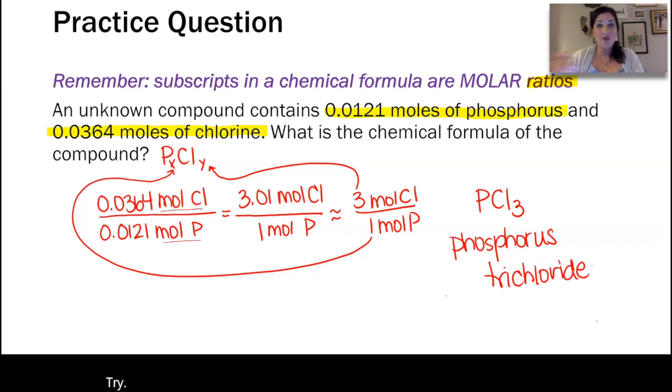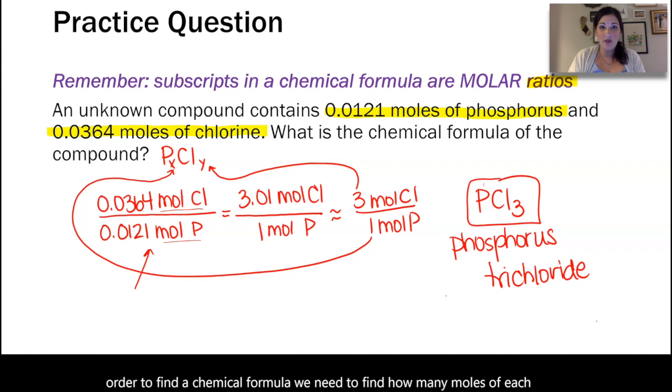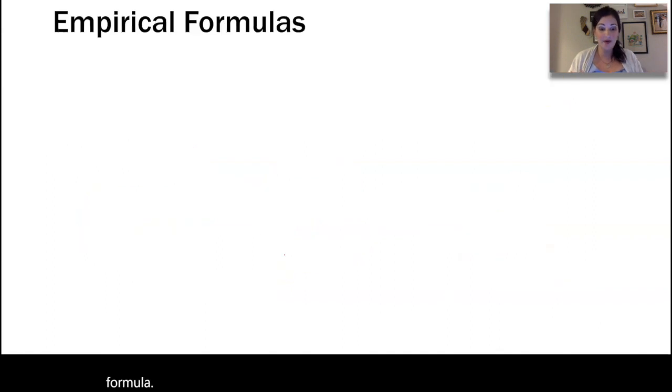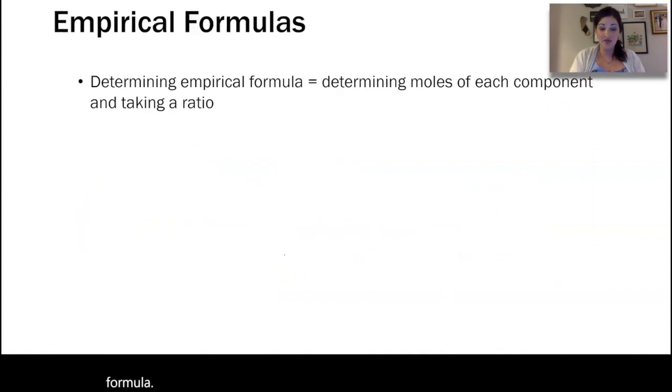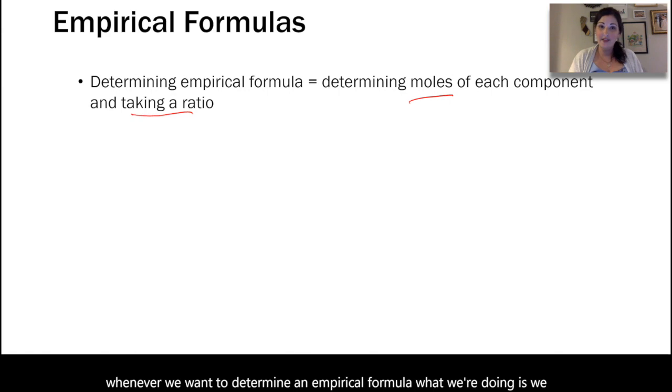Okay? So that's what we're going to do with these next couple of practice problems. In order to find a chemical formula, we need to find how many moles of each component we have. Once we find how many moles of each component we have, we take a ratio, and that ratio tells us our subscripts in our chemical formula. Okay? All right, so let's go one step further. So whenever we want to determine an empirical formula, what we're doing is we have to determine the moles of each component and then take a ratio.